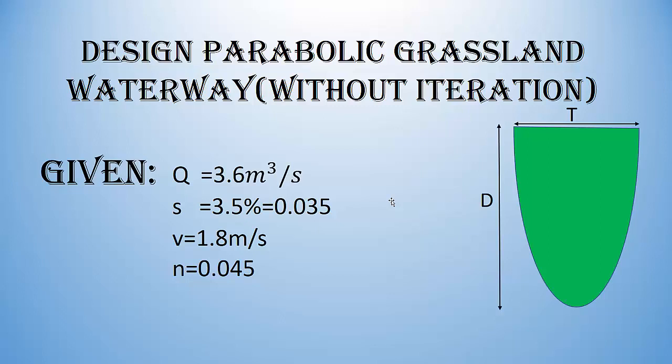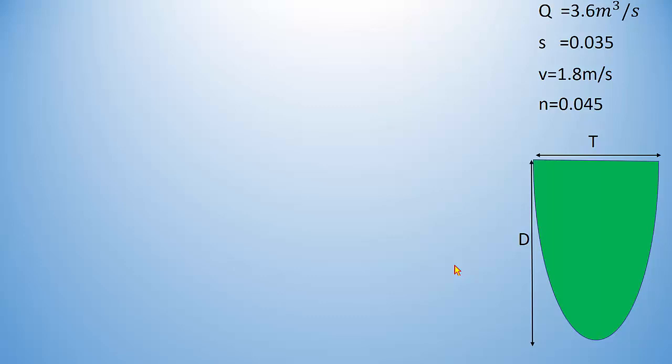Now we need to assign the value for the top width of the parabolic grassland, that is t, and the depth as d. So let's proceed. We have collected our given data here and we need to design a parabolic grassland waterway like this.